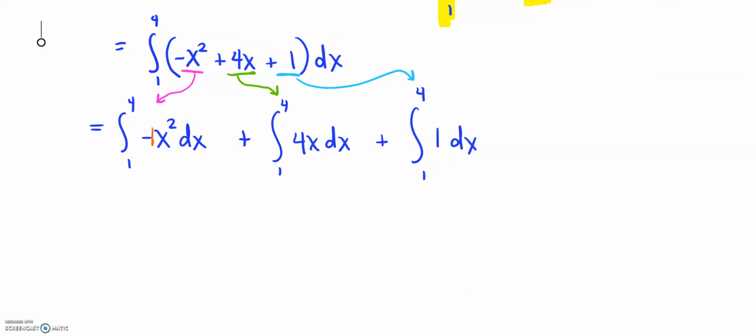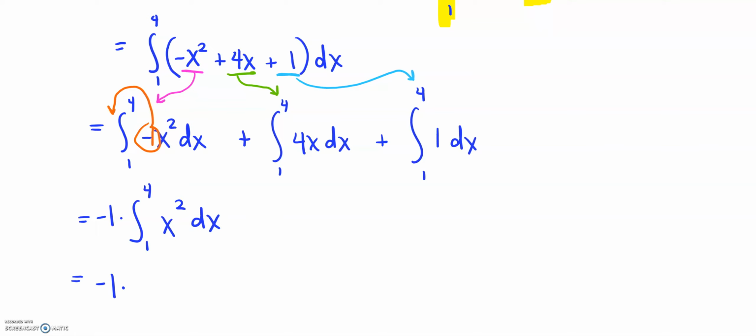In this first term, there's an understood -1 in front of the x squared. So I'll pull that out to the front. And I'll end up with -1 times the integral from 1 to 4 of x squared dx. So now I'm set up for power rule. I just have to remember to multiply that -1.